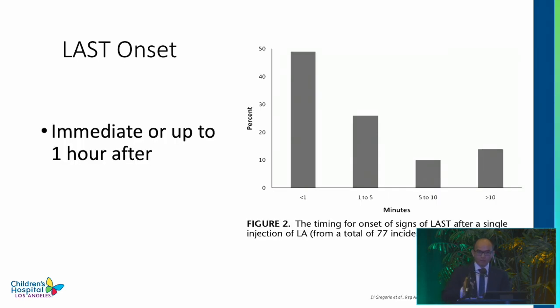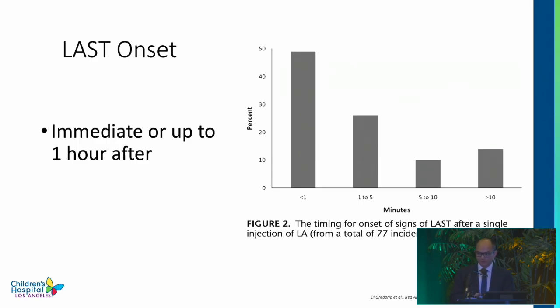The next question is, when does LAST happen? It usually happens right away, or it can be up to 1 hour after. On the right-hand side, the bar graph shows you the distribution of the onset for LAST symptoms. This is based on data collected from 1979 to 2009. About 77 cases were reported, and among those 77 cases, about 50% of the time you have less than 1 minute onset. 1 to 5 minutes has about 25%, then 10% for 5 to 10 minutes, and 15% for more than 10 minutes.